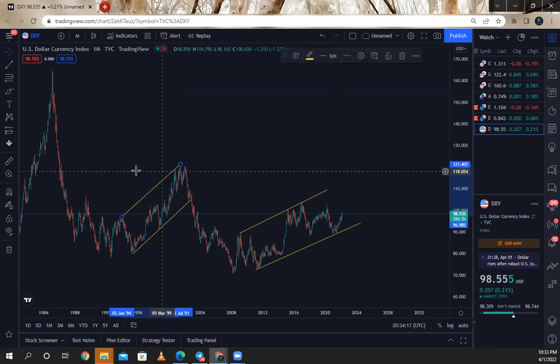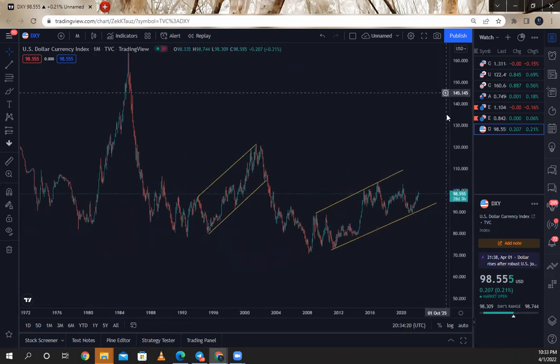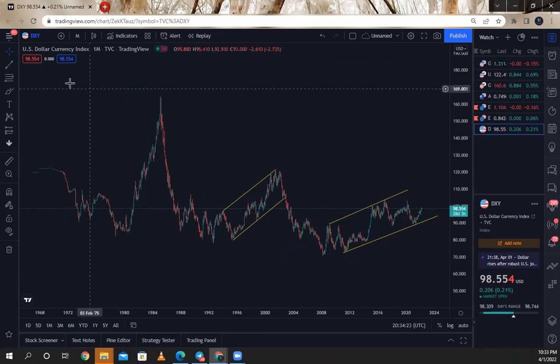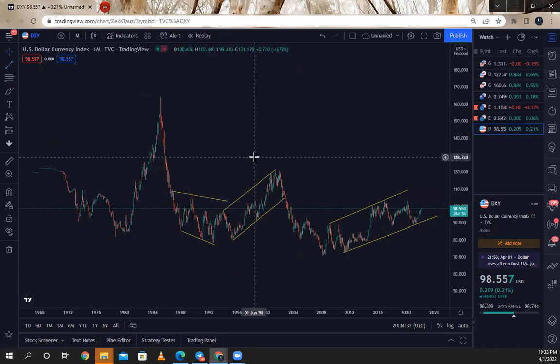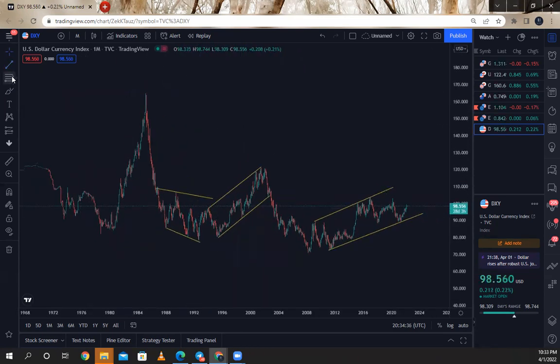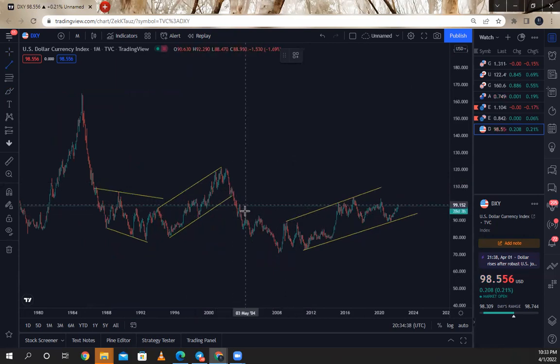Now when we connect those wicks, what do you see? You see we are starting to form structures. When we are connecting those wicks, we are starting to form what we call structures. That is what is happening. Remember, this is the monthly time frame, but this applies on all time frames in terms of drawing your trend lines.